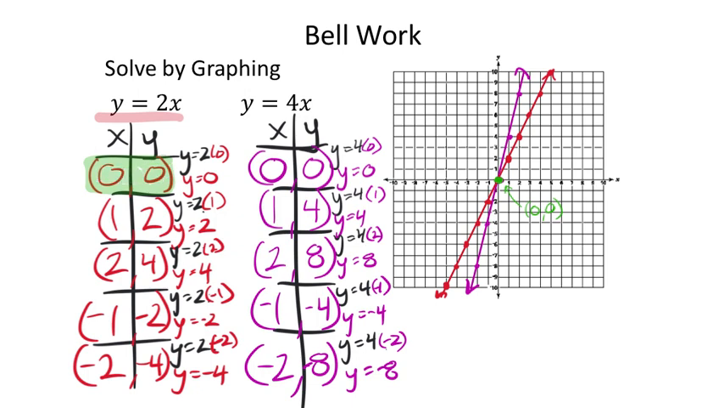So, did we see that in the ordered pairs? Yep, there was 0, 0. It was matching, and so we technically didn't need the graph, but it did say to solve by graphing. So there it is. We found the solution in the graph, but you could have found it with the tables as well.